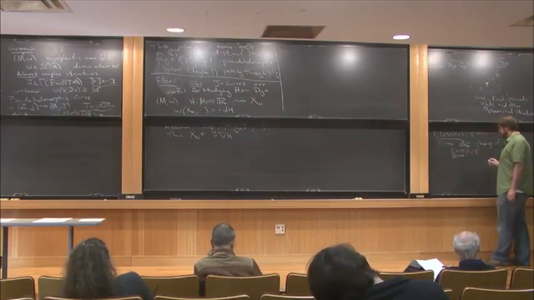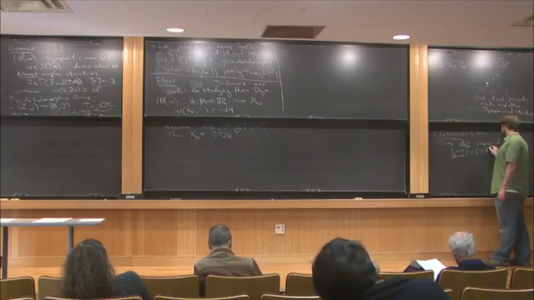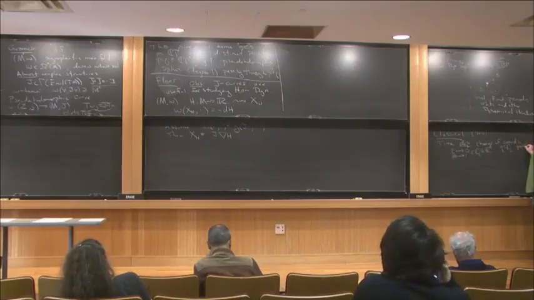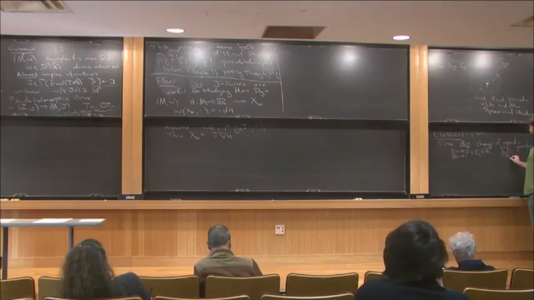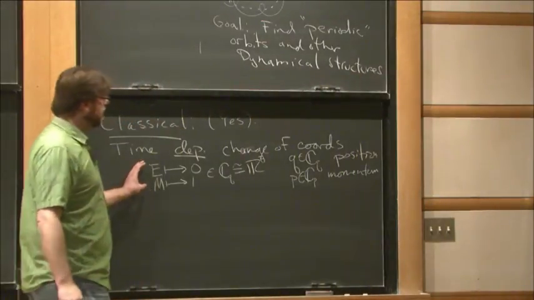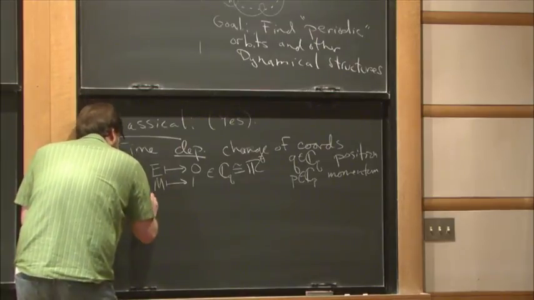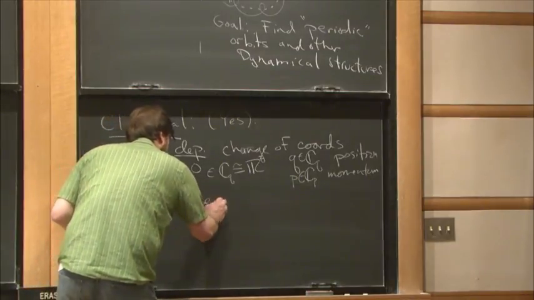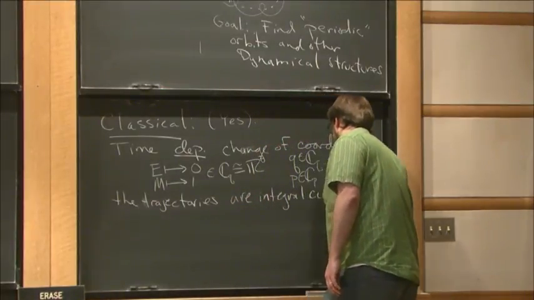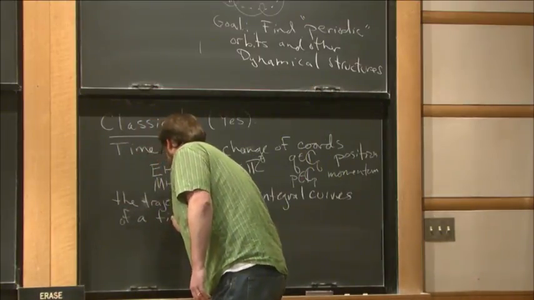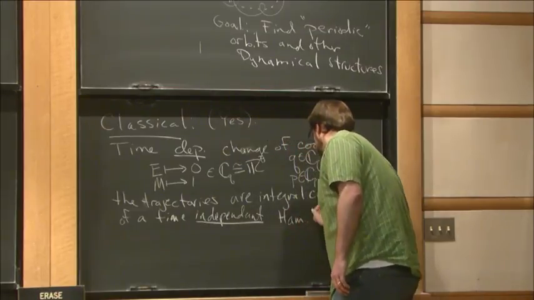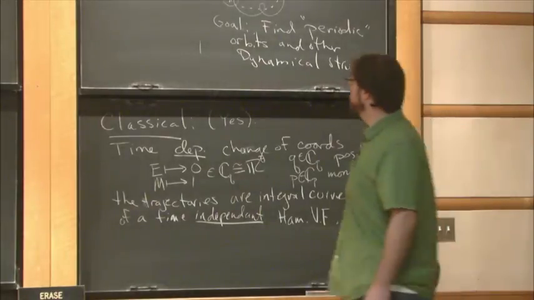And we're thinking of these as being in the complex plane, which is isomorphic to R2. And if I really want to be careful, I even put a Q down here, because Q is going to be position space, and P is going to be momentum. In this case, after we take this time-dependent change of coordinates, the trajectories of our massless particle are integral curves of a time-independent Hamiltonian vector field.